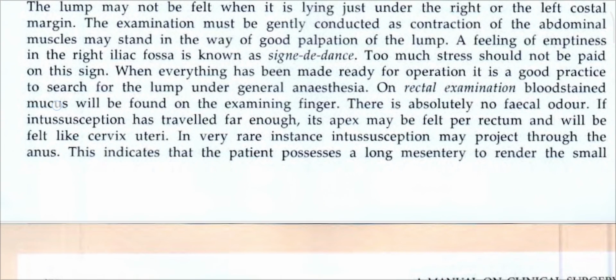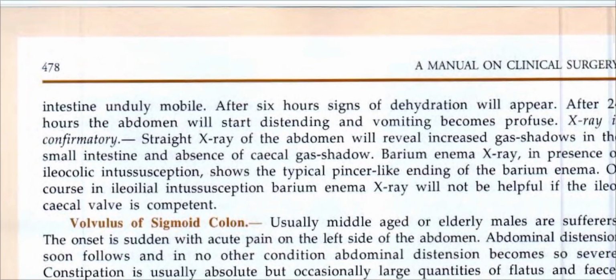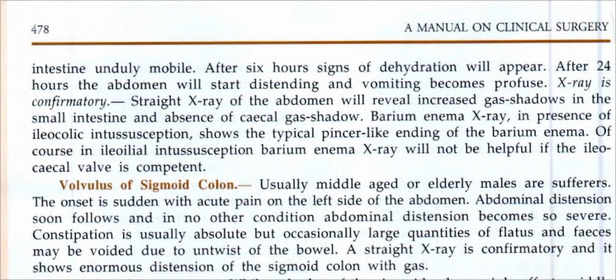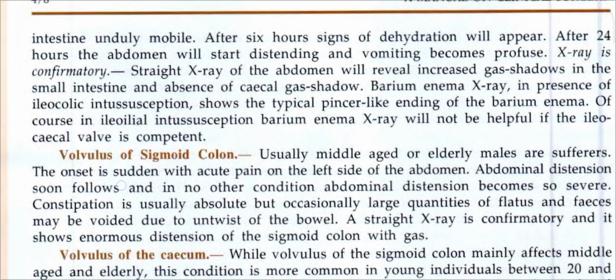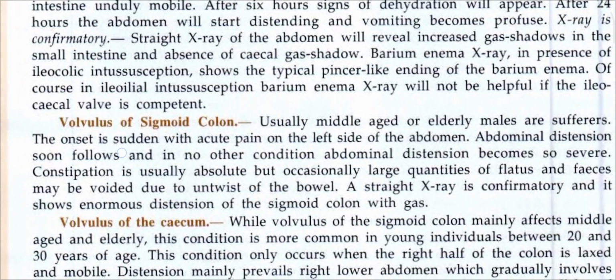This indicates that the patient possesses a long mesentery, which renders the small intestine unduly mobile. After 6 hours, signs of dehydration will appear. After 24 hours, the abdomen will start distending and the vomiting becomes profuse. X-ray is confirmatory. A straight X-ray of the abdomen will reveal increased gas shadows in the small intestine and absence of cecal gas shadow. Barium enema X-ray in the presence of ileocolic intussusception shows the typical pincer-like ending of the barium enema. Of course, in ileocecal intussusception, barium enema X-ray will not be helpful if the ileocecal valve is competent.